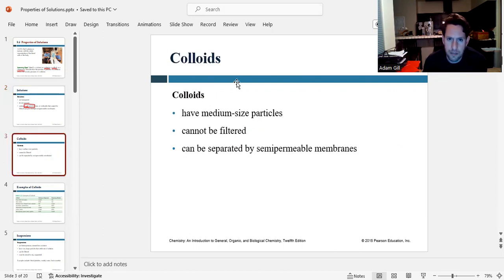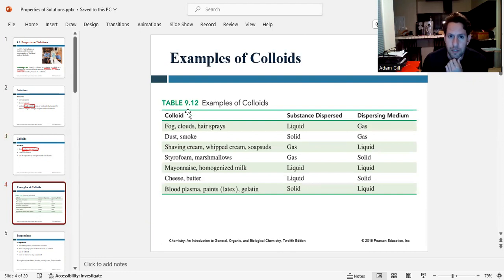Now, colloids have medium-sized particles. They can't be filtered, but they can be trapped by a semi-permeable membrane. Now, some examples of colloids are like fog or smoke or milk or butter. And blood plasma is actually a colloid as well.